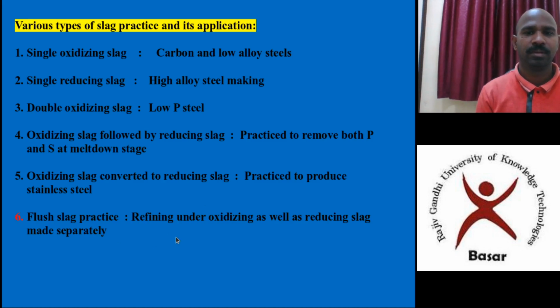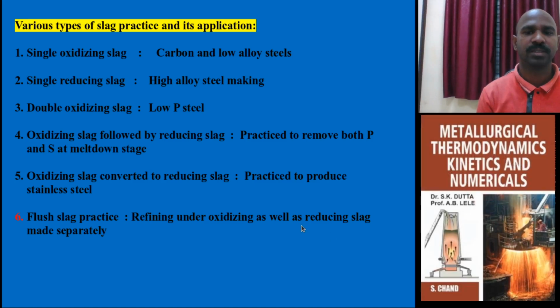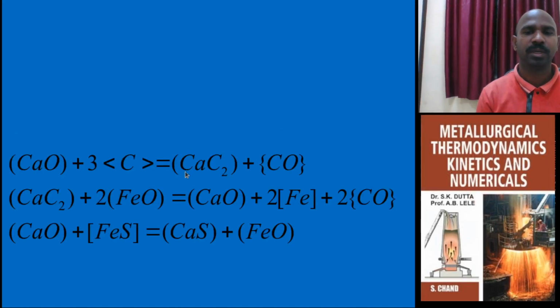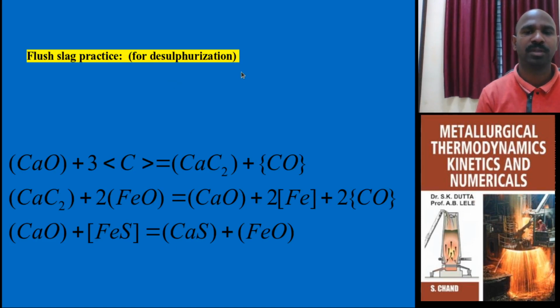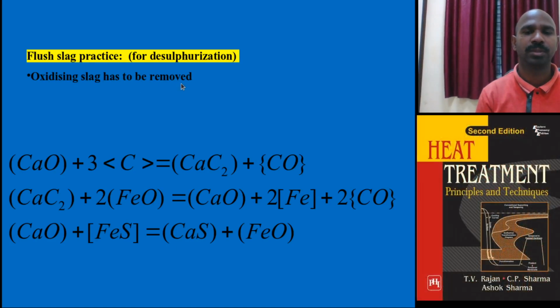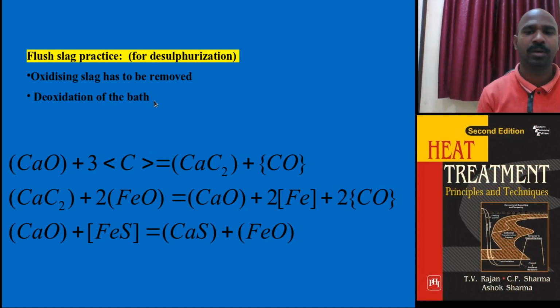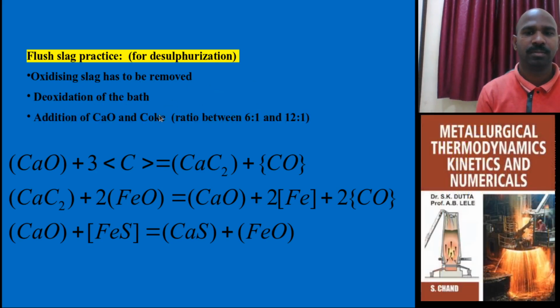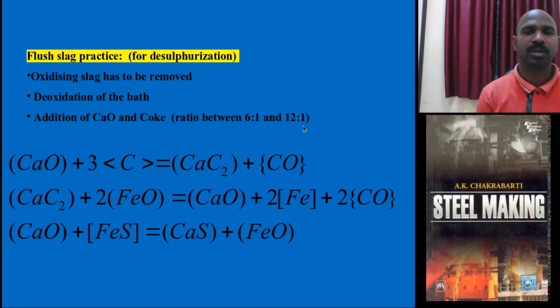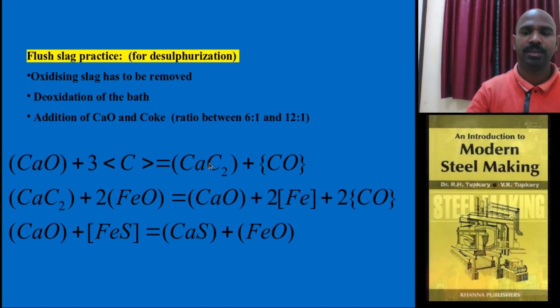In flush slag practice, the refining of oxidizing slag and reducing slag is done separately, mainly to remove the sulfur to a further extent. Oxidizing slag is removed initially, then deoxidation is allowed to take place, and some amount of CaO and coke is added. This ratio is maintained at 6:1 or 12:1. These are the chemical reactions which take place so that sulfur will be removed, especially for the stainless steel production process.